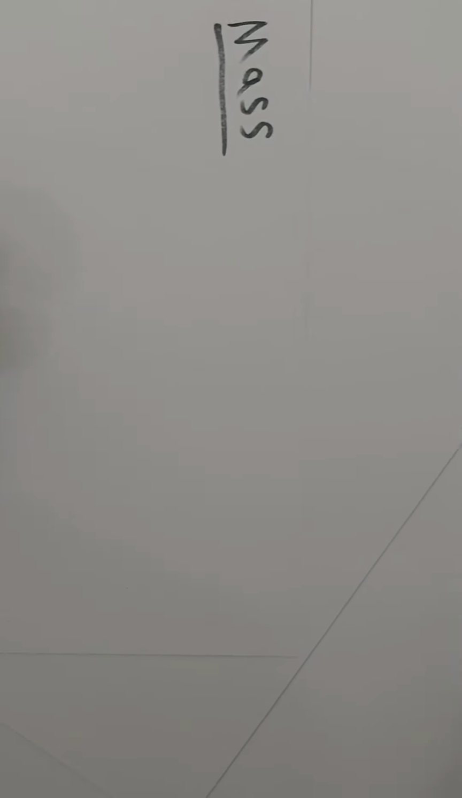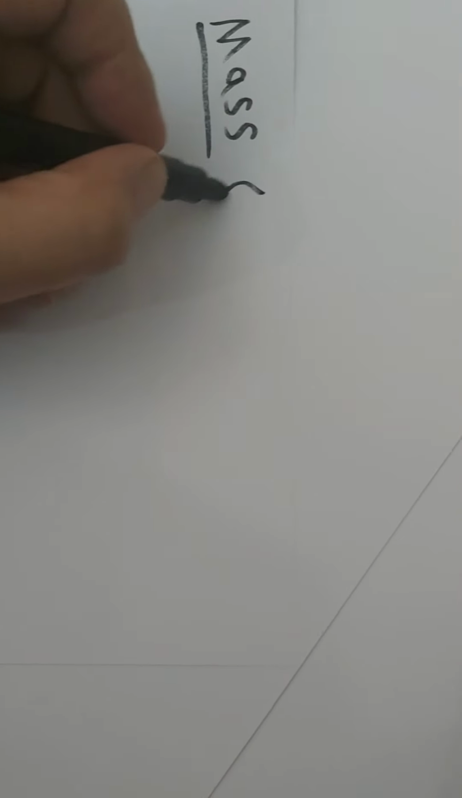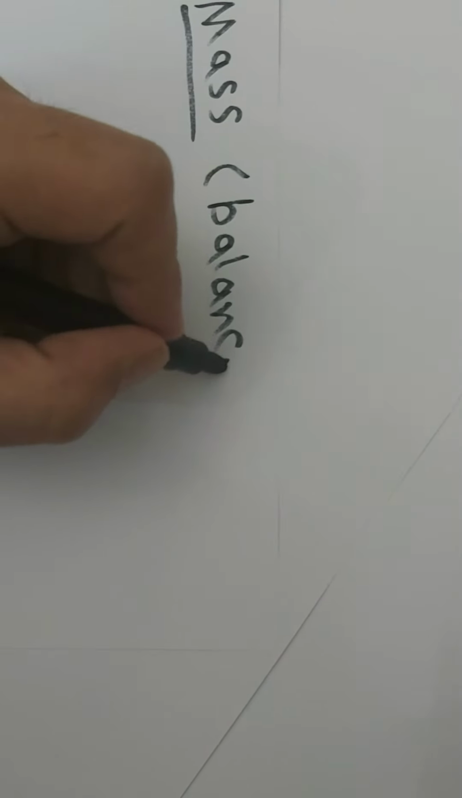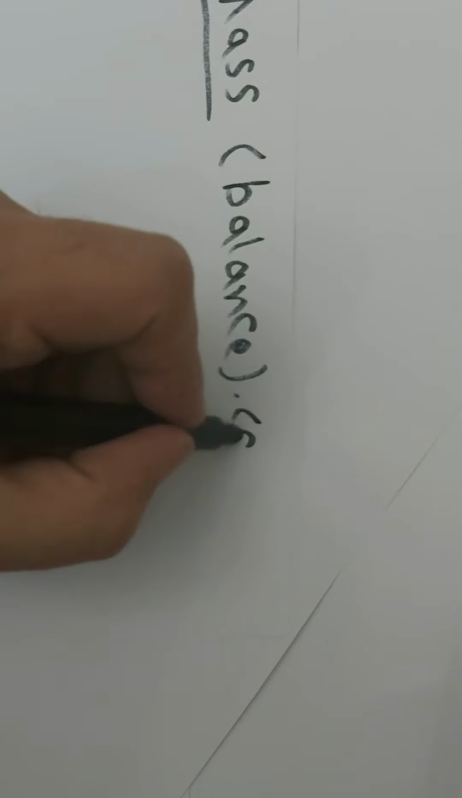We said before, mass is the amount of matter in an object. Okay? Mass is the amount of matter in an object. And we use a balance or pen balance to measure the mass of an object, and we use gram or kilogram as units of mass. Okay.